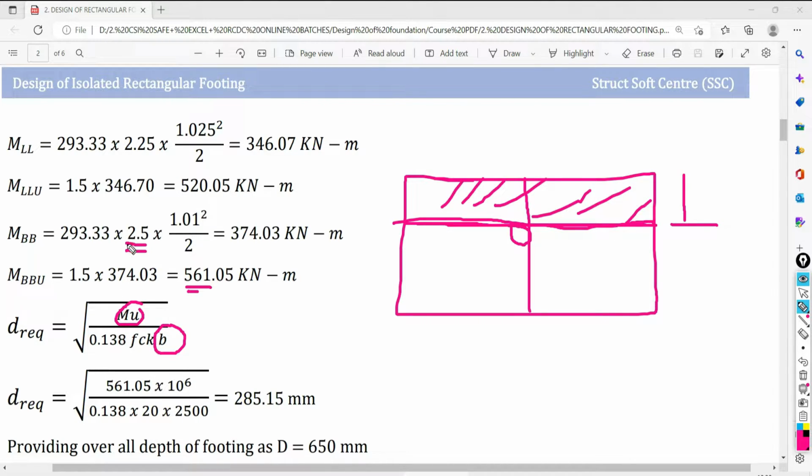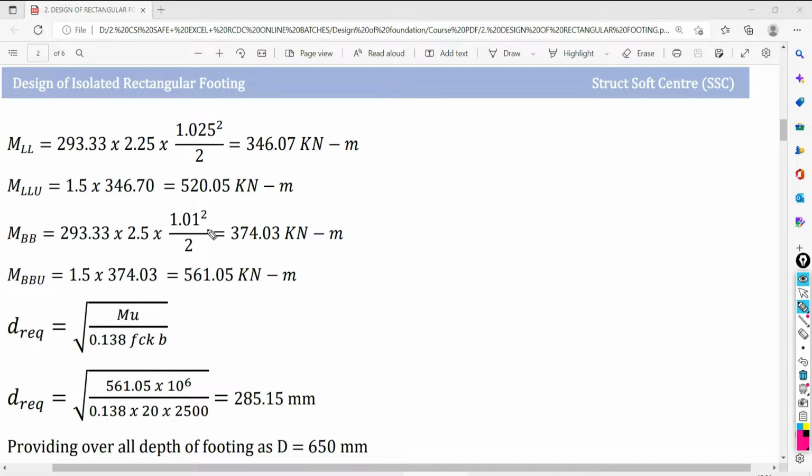So that we have to consider 2.5 as the width. So that is going to become 2500. Try to understand. If you are considering this one as the length, then the width is going to become what? 2.25. Likewise. That's why I am giving more importance to explaining this length and width consideration while calculating the moment, while calculating the depth. Okay, try to understand, don't make the mistake.